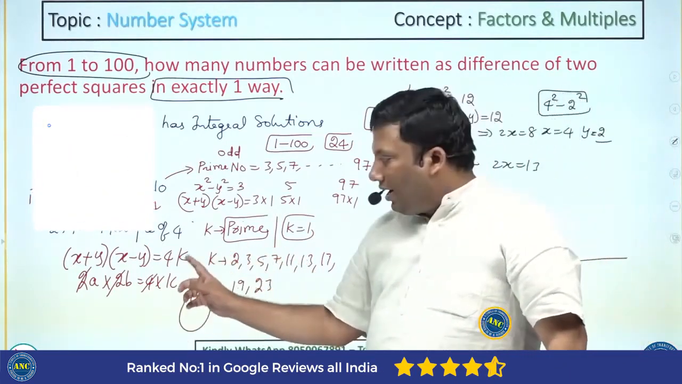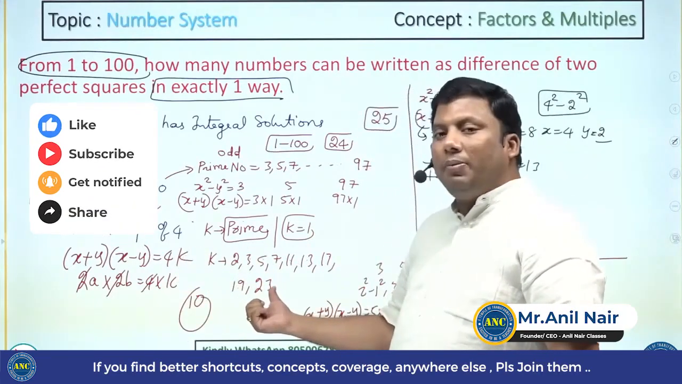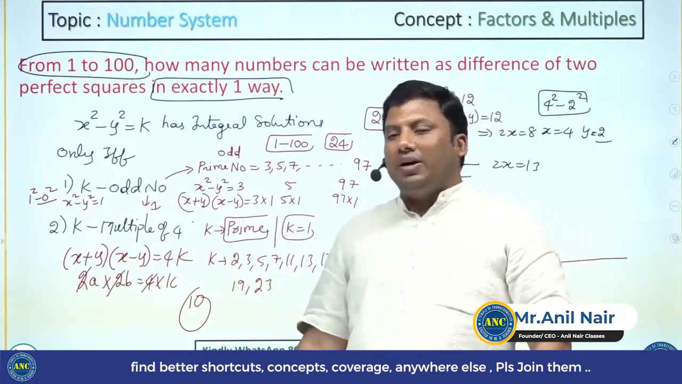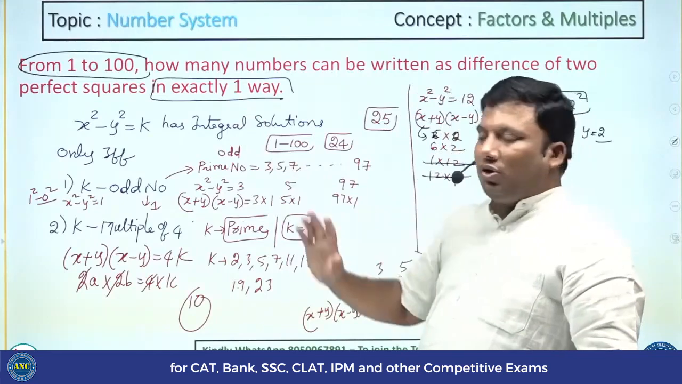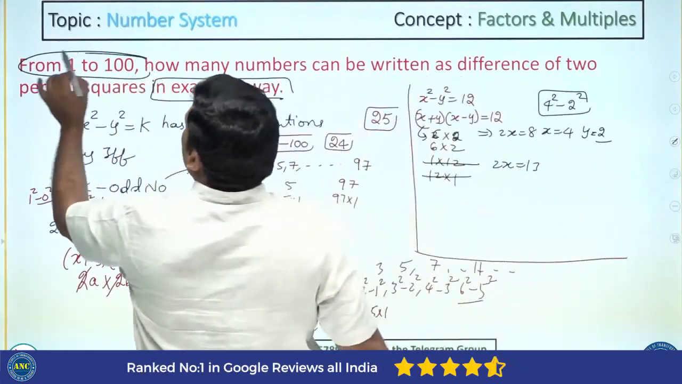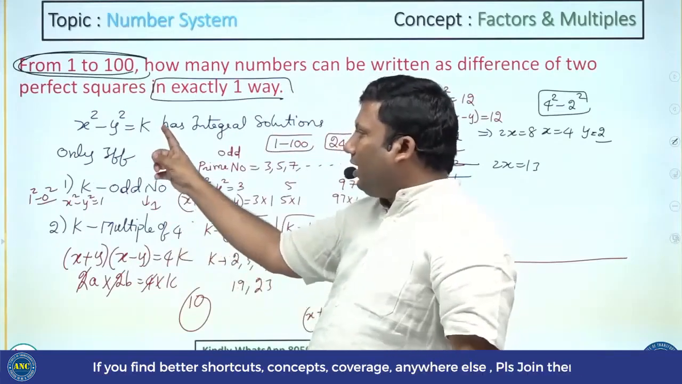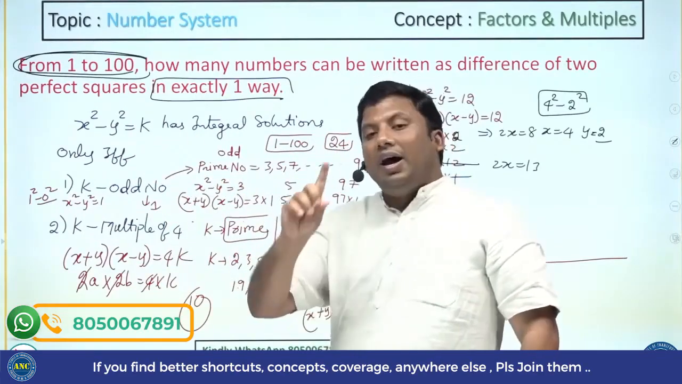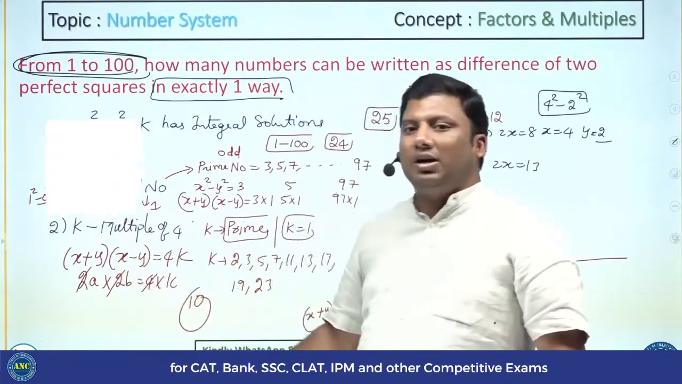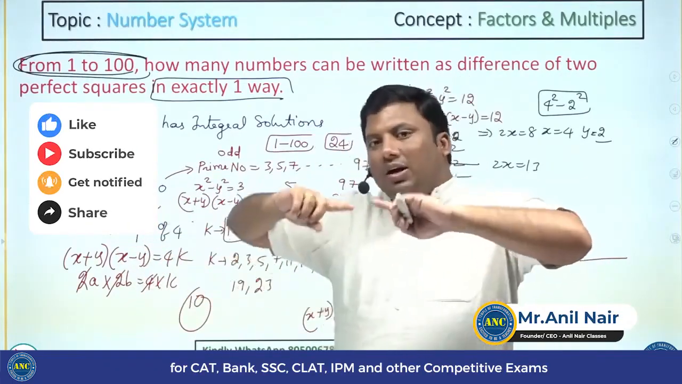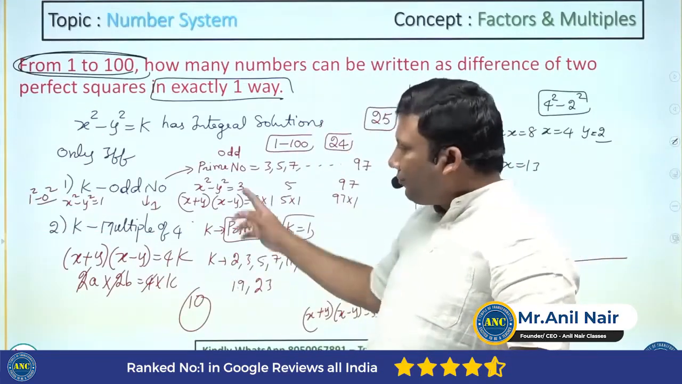4 into k, that k should be a prime number. So the prime number cannot go beyond 23. If I take 29, 4 into 29 is 116. From 1 to 100, I want all the numbers from 1 to 100. So, two cases: x square minus y square equivalent to k has integral solutions only if k is an odd number or k is a multiple of 4. If it is an odd prime number, you will get only one way.